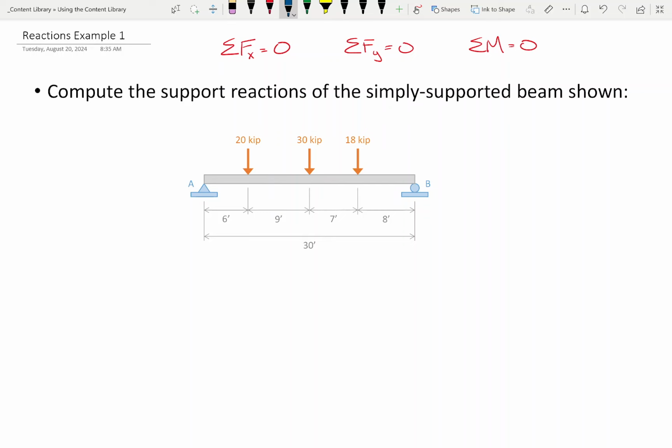By the way, is this structure a determinate structure? Is it statically determinate? How many unknown support reactions do we have here? Two. How many do we have here? So I is R minus E sub C plus 3. There's no internal hinges, so R is 3 minus 3, which is 0. So far, so good? All right.